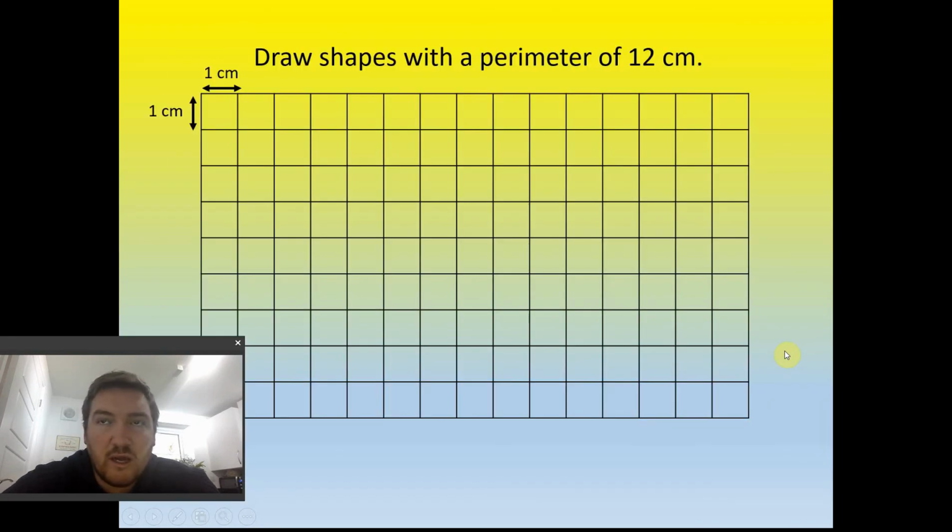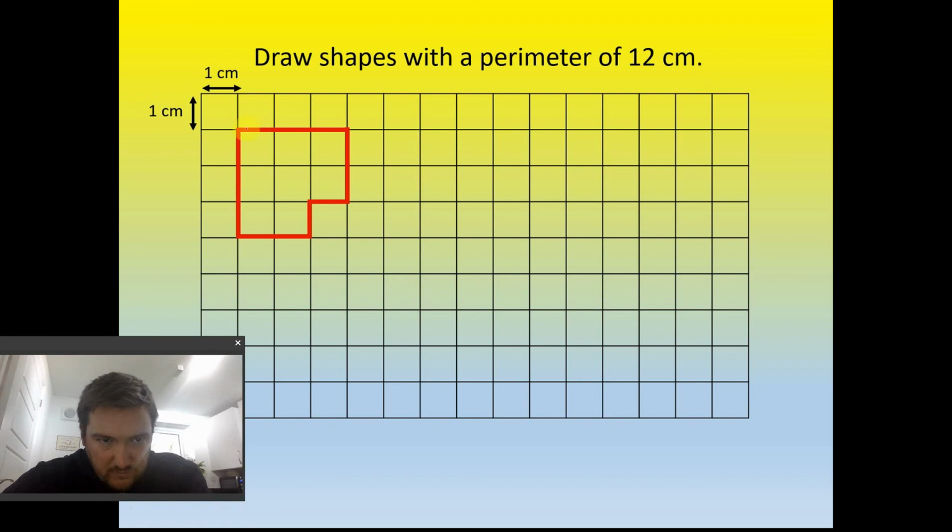on your worksheet that you've got, you're going to need to draw a shape with a perimeter of 12 centimeters. Now remember, if each square is worth 1 centimeter, the outside edge needs to come to a total of no more than 12 centimeters. Now, this is draw a shape, not a rectangle. So you could draw a rectangle, but we want to see some different types of shapes.